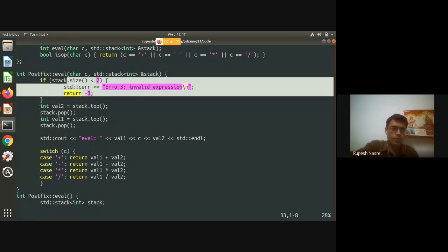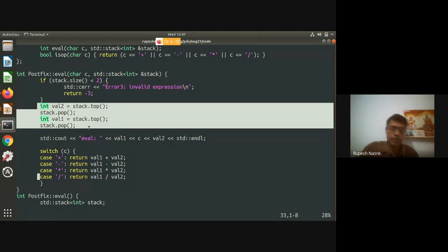Otherwise, I pop two values from the stack. Okay, this is also important. The values that you remove from the stack should be val2 followed by val1 and not val1 followed by val2, because these are in the opposite order. For plus and star, it will not make a difference because of commutativity, but for minus and slash it will make a difference, and therefore that care one needs to take.